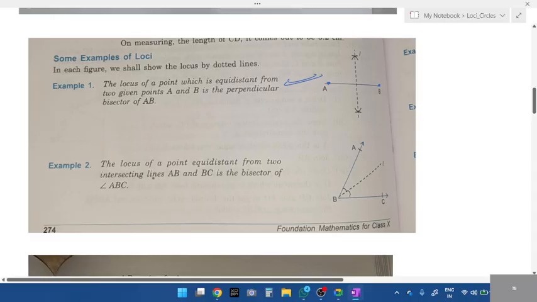It is given in the textbook. If you want, you go through it. If not, I'll teach. Look here. The locus of a point is equidistant. Which is the locus, students? Which is the dotted line here? A, B, C or BL? Which is the dotted line?